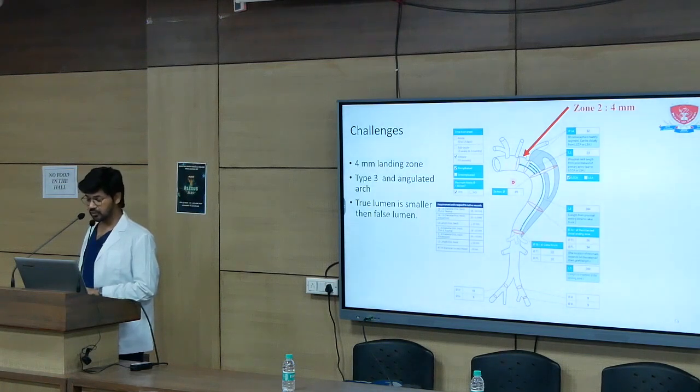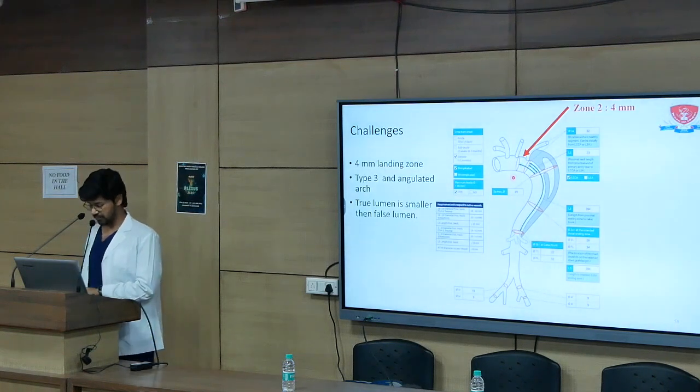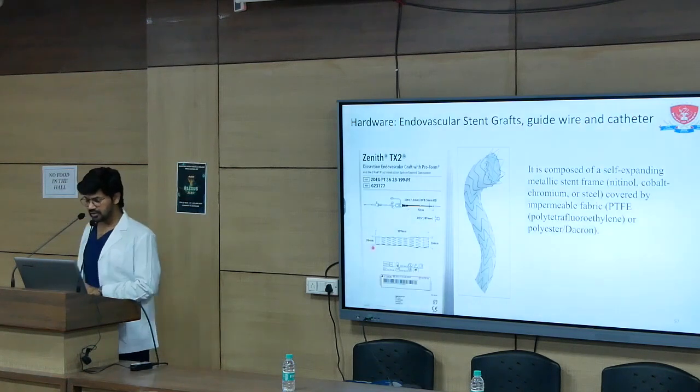The true lumen was also smaller than the false lumen, which made it difficult for us to negotiate the stent graft. This graft is 200 mm in length, with a proximal end diameter of 28 mm and a distal end diameter of 36 mm. In the case of our patient, the aorta is 32 mm.